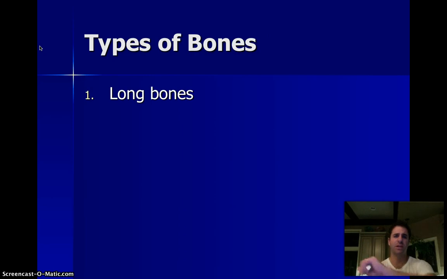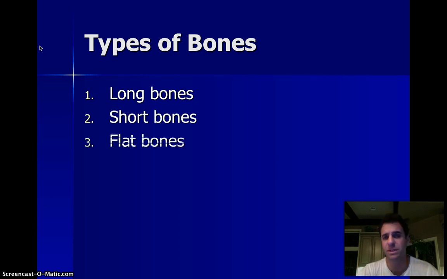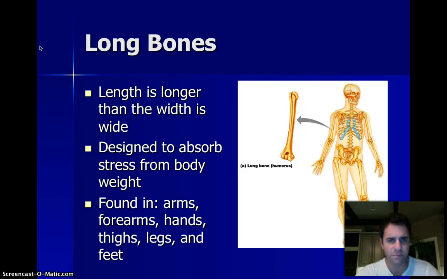Different types of bones. Long bones, they're called that because they happen to be long. Short bones are really short. Flat bones happen to be flat, and irregular bones are just weird. We can't classify them as one of the other three, so that's like the miscellaneous. We just fit them over there. They're irregular.